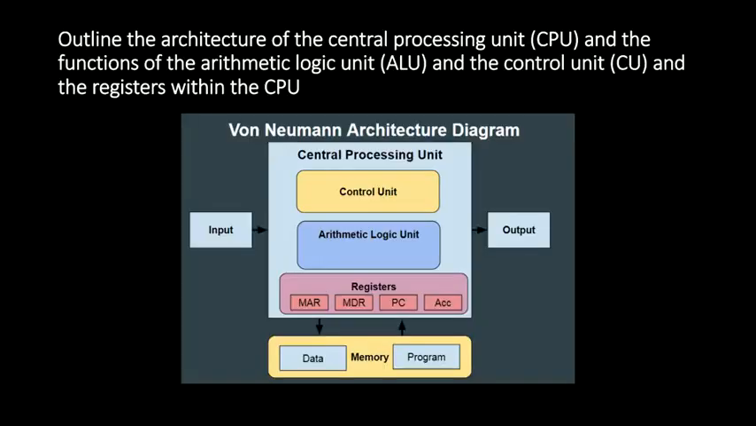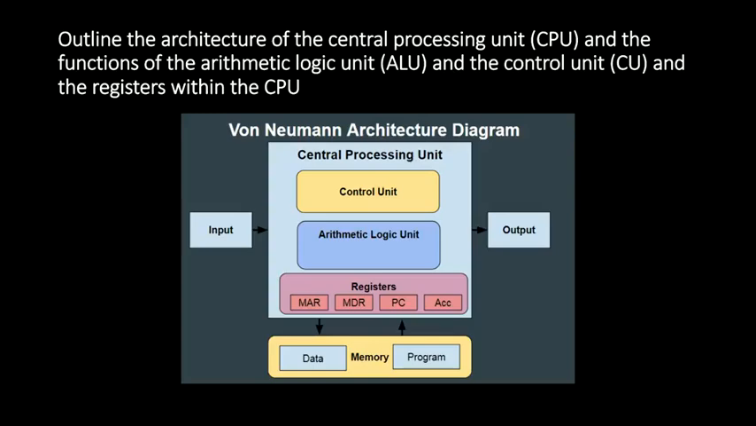So the CPU follows the von Neumann architecture design, with the control unit, the ALU, and the registers. The control unit manages and coordinates hardware operations, interprets instructions, and controls data flow within the CPU. The ALU performs arithmetic and logical operations on the data.